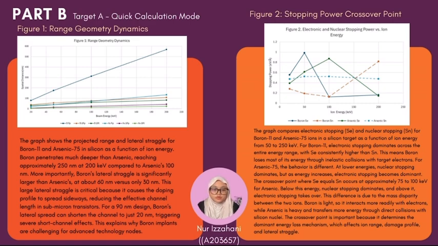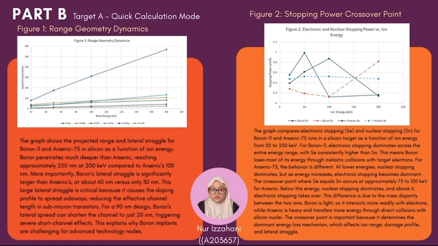Figure 2 compares electronic and nuclear stopping power for boron 11 and arsenic 75 in silicon. For boron, shown in blue, electronic stopping is higher than nuclear stopping across all energies. This means boron loses most of its energy through collisions with electrons. For arsenic, shown in red, nuclear stopping dominates at lower energy, but electronic stopping takes over at higher energies. The crossover occurs at approximately 75 to 100 keV.